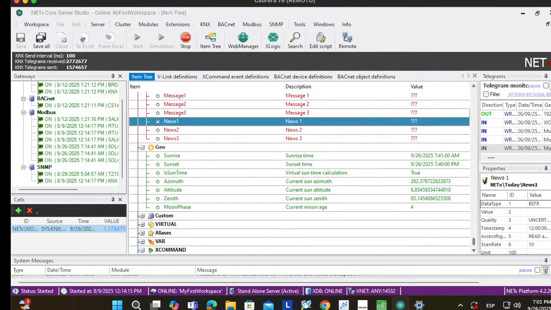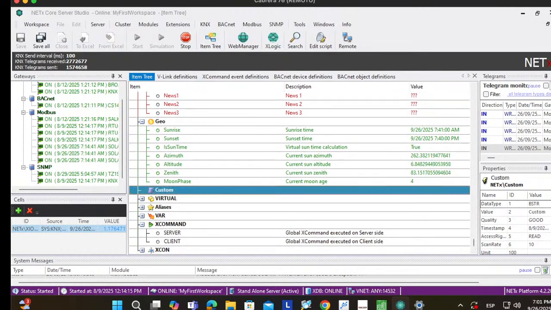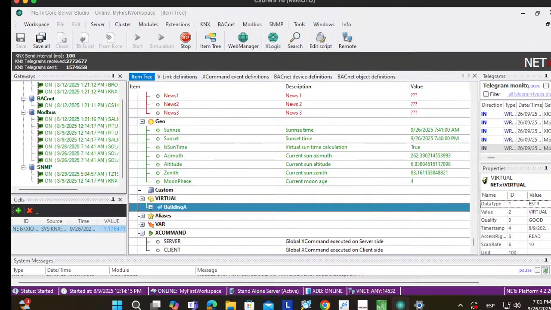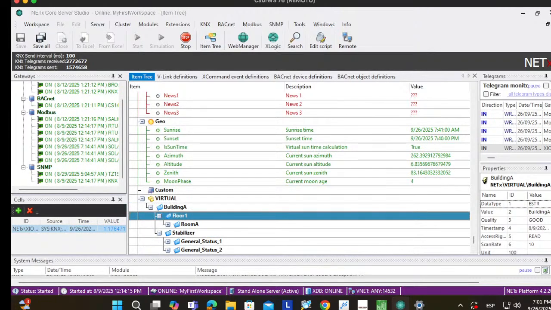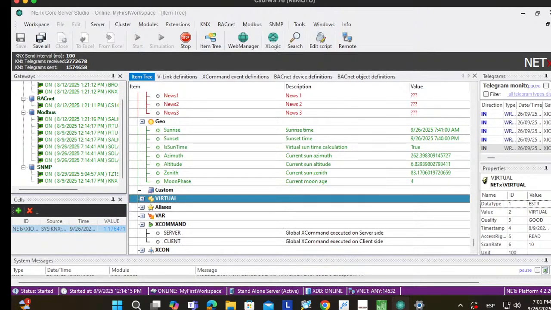So yeah, very useful. Let me see custom. I don't have anything. I have virtual. Okay, I will not go into this again. I don't pretend to train you today or to show you how to program a BMS. That's not the goal for today.